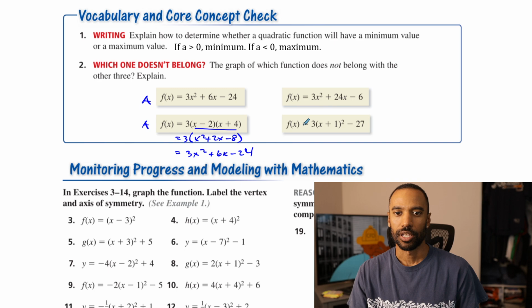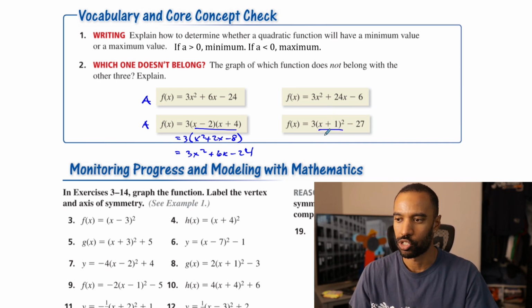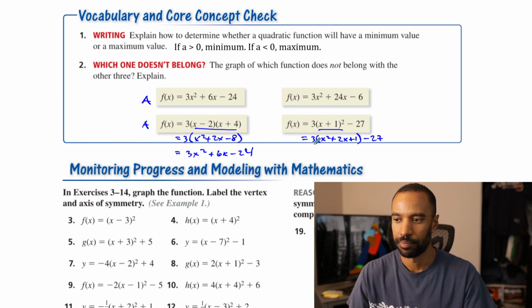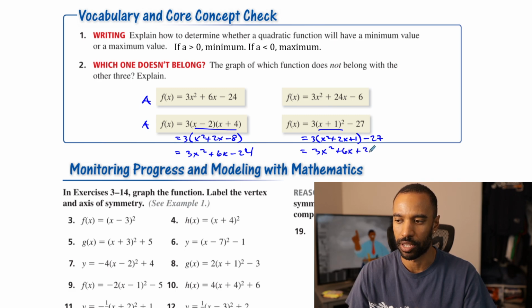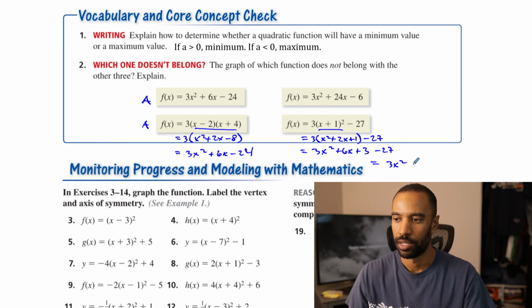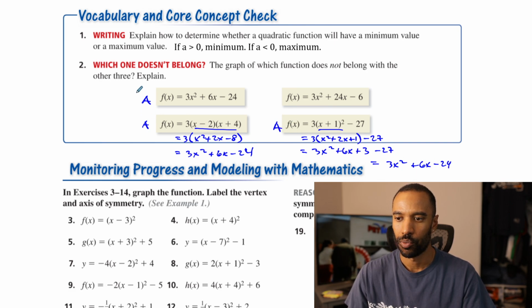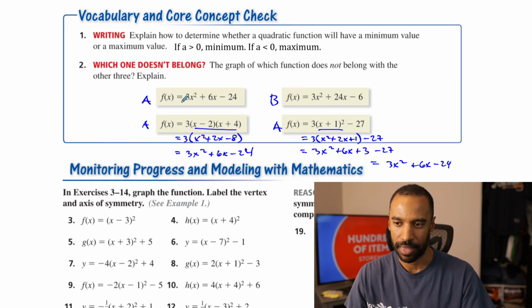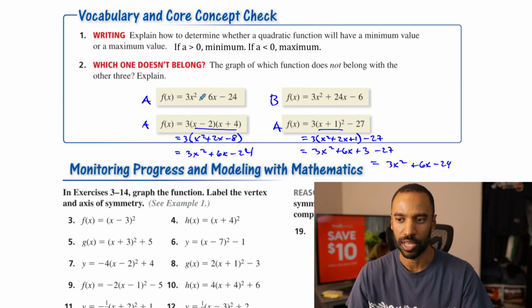Cool. Let's look at the vertex form and expand that one as well. Start by expanding this guy. And we get 3 times, this is x squared plus 2x plus 1 and minus 27. Now we distribute the 3 into this. We get 3x squared plus 6x plus 3 minus 27, which combines to become 3x squared plus 6x minus 24. So this one also is an A with those other ones. That means this one's different. This is B. Now, my explanation will be in my math stuff, but these all transform to be the same standard form one here. This is a different standard form one right there.